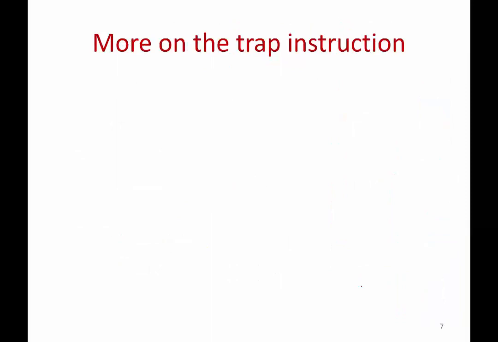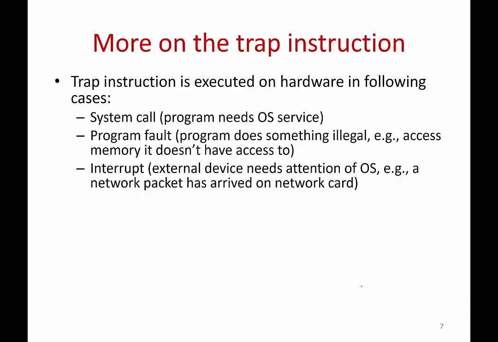So a little more detail on the trap instruction, right? The trap instruction is executed in the following cases. One thing we've seen is the system call. The program needs certain services from the operating system. It makes a system call, in which case the trap instruction is run and you jump into OS code.